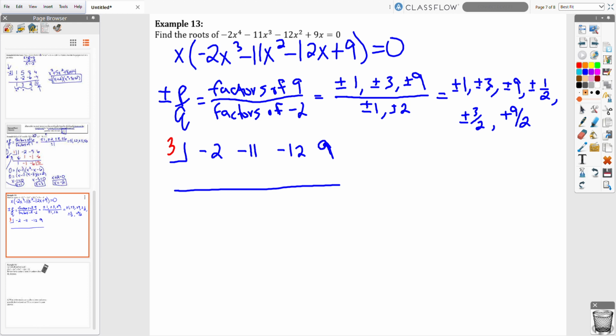So let's try -3. As you notice, I'm just going down this list. 1 and -1 didn't work. Then I tried +3. Now I'm going to try -3 and see what happens. Hopefully we'll get a hit here.